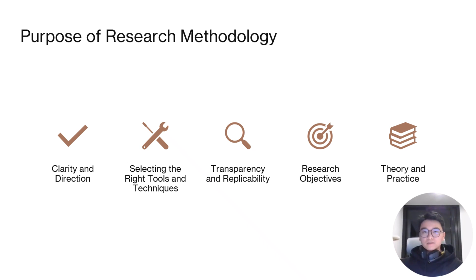Now, the core purpose of research methodology is to give direction. Without this direction, research can become vague or inconsistent. Methodology also helps us justify why we choose a certain approach, ensures our work is transparent, and allows others to verify or build on our findings. It is essentially the link between what we want to achieve and how we're going to achieve it.